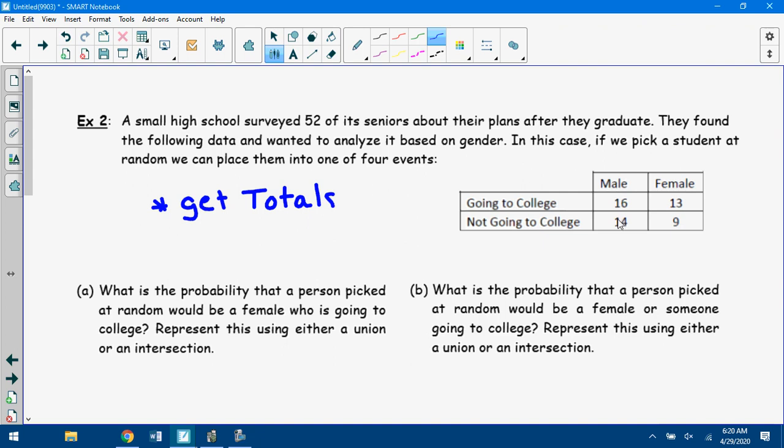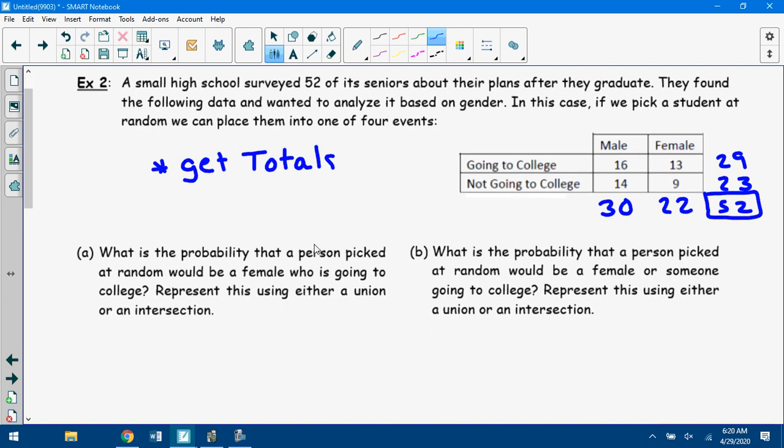So 16 plus 14 is 30. 13 plus 9 is 22. 16 plus 13 is 29. 14 and 9 is 23. And when you add down either column, you should get a total of 52. Okay, keep that in mind.